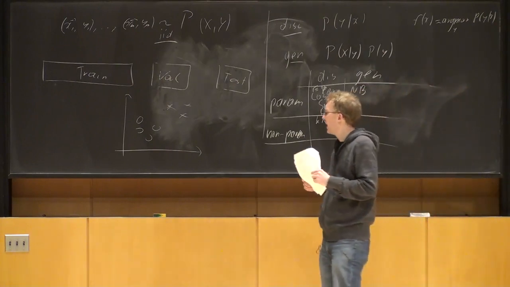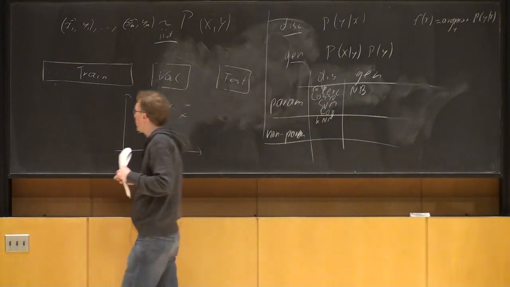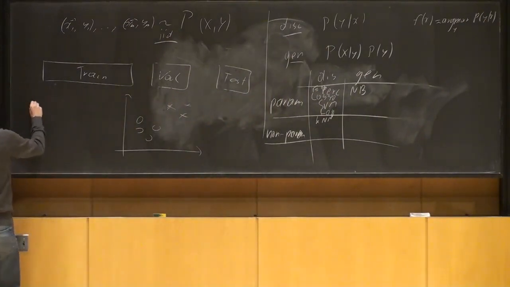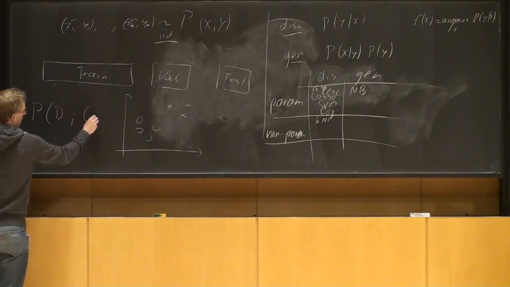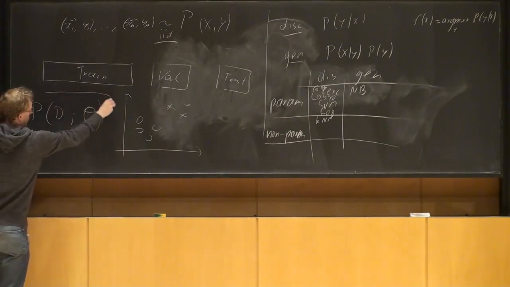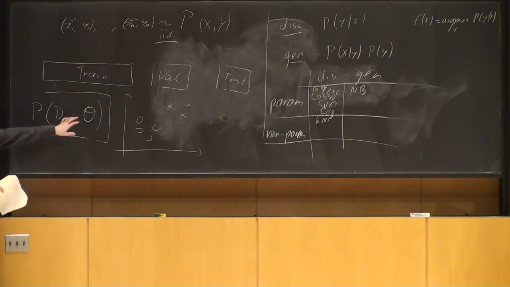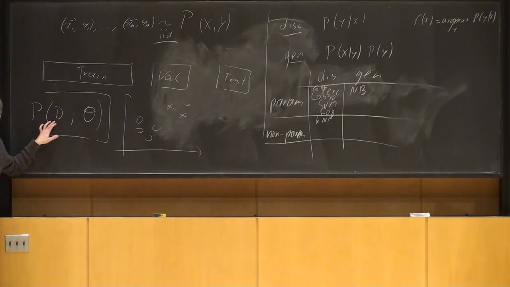And what does maximum likelihood estimation do? It basically says: maximize the probability of the data given the parameters, right? So theta here are the parameters of the distribution, and we say I want to make my parameter such that the data that I observe becomes as likely as possible.